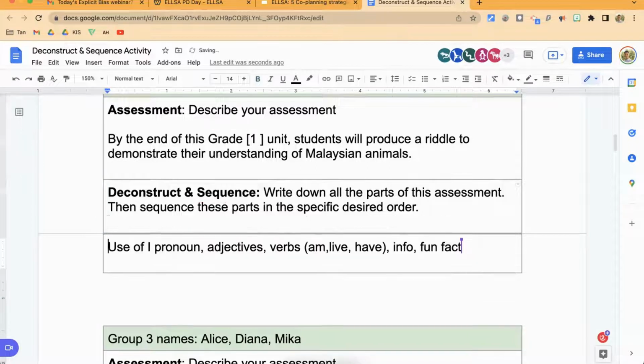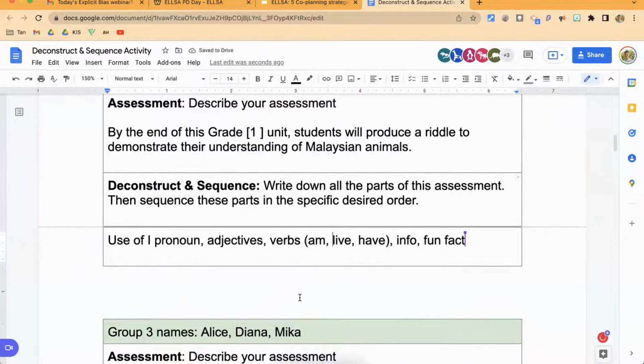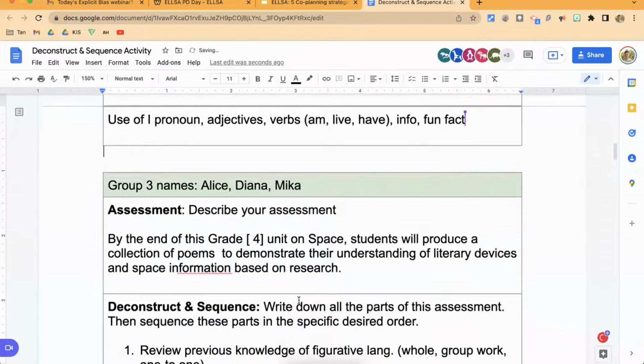Here's how they can sequence the use of the pronoun I, adjectives, and verbs like am, live, and have, into fun information and fun facts. How clear is this? I can see this becoming a lesson: the lesson of am, the lesson of live, and the lesson of have. Let's look at Alice, Diana, and Micah's work.